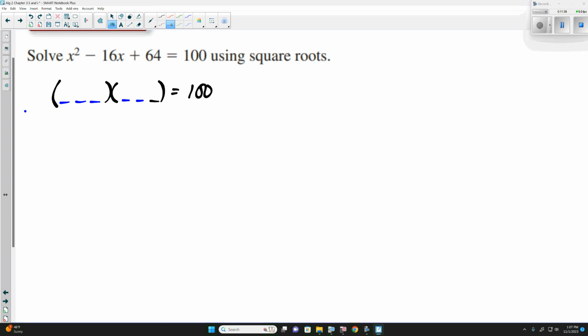If the third term is positive, the signs are the same and match the sign of the middle term. If the third term is negative, the signs are opposite. So here, the third term is positive, so the signs are the same, match the sign of the middle term, so they would both be negative. Now the factors of the first and third term. Factors of the first term would be x and x. Factors of 64, 1 and 64, yes. 2 and 32, 3 doesn't work, but we do have 4 and 16. And then we have 8 and 8.